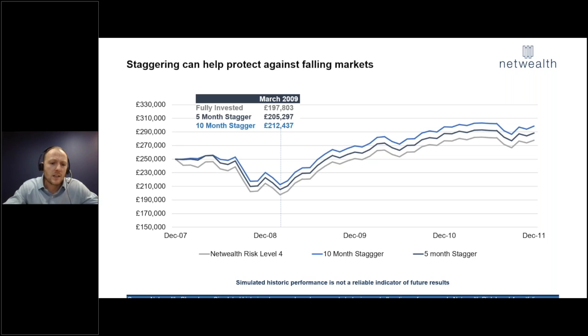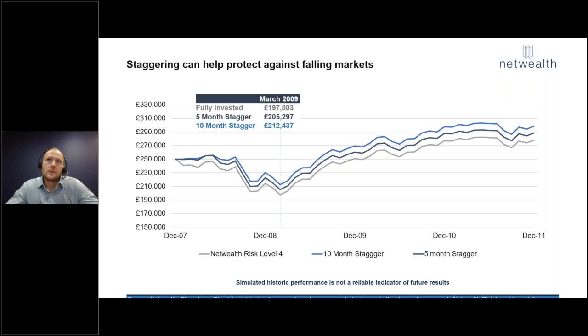And we can see here, after the initial period, if you had been fully invested by March 2009, your £250,000 would have fallen to £197,000, or nearly £198,000. If you had staggered this money into markets over 10 months, you'd have actually protected some value there, because the portfolio would have been worth £212,000 by March 2009. So in that scenario, with markets falling, as you stagger into markets, you are protected.